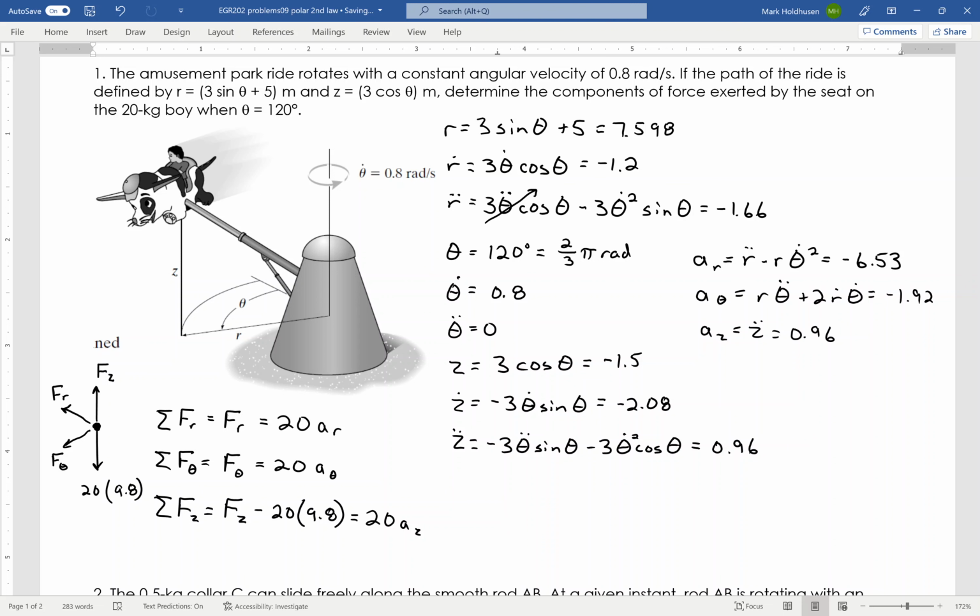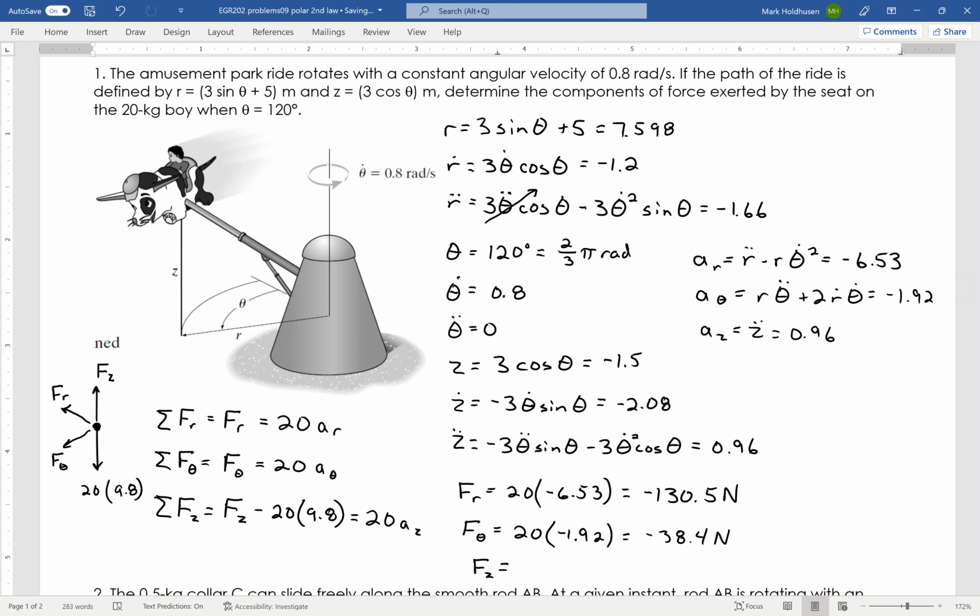So taking those values and plugging those into my force equations, I can find that F_r equals 20 times negative 6.53, which equals negative 130.5 newtons. F_theta is 20 times negative 1.92, which equals negative 38.4 newtons.